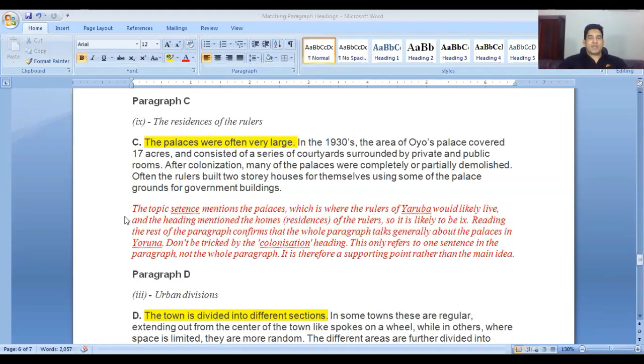Now let's discuss. The topic sentence mentions the palaces, which is where the rulers of Yoruba would likely live, and the heading mentioned the homes, residences of the rulers, so it is likely to be IX. Reading the rest of the paragraph confirms that the whole paragraph talks generally about the palaces in Yoruba. Don't be tricked by the colonization heading. This only refers to one sentence in the paragraph, not the whole paragraph. It is therefore a supporting point rather than the main idea.